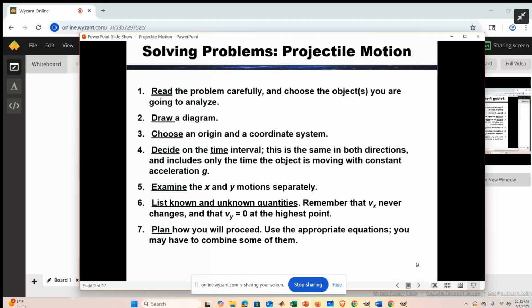Remember that the problem is simple. The acceleration is only downward, and it's g. Then you examine the x and y motions separately. A very helpful way to get to the right equations is to list down the known and unknown quantities, remembering that the x velocity never changes and the y velocity is 0 at the highest point. But then from that list, you can look to see which equations have everything known except for the unknown that you need to find. And that's the equation that you want to use. That's the plan on how to proceed.